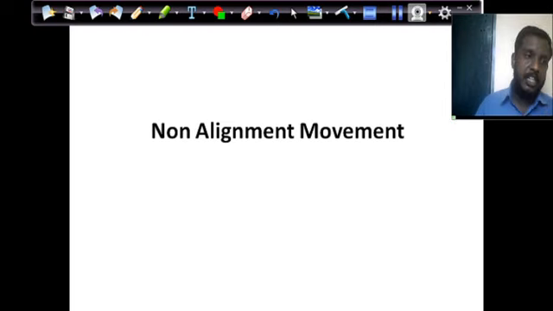This was initiated by Pandit Jawaharlal Nehru, and it got widespread support from many countries, especially the newly independent countries in Asia as well as Africa. The main three leaders of NAM were Jawaharlal Nehru, then Tito, and Nasser. These were the three people who were the prominent leaders of non-alignment movement.